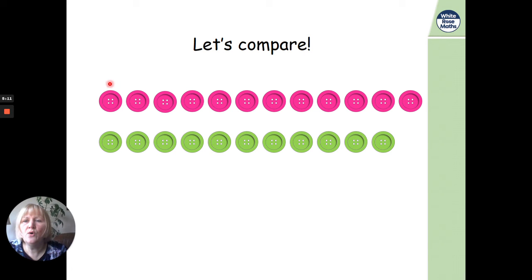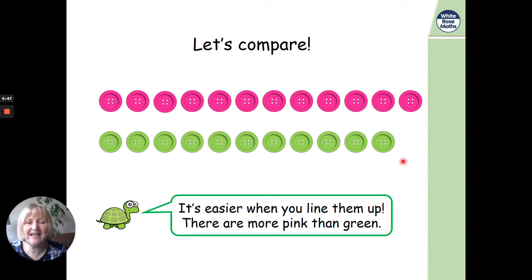Okay, let's compare these. Let's count the pink first. 1, 2, 3, 4, 5, 6, 7, 8, 9, 10, 11, 12. And now the green. 1, 2, 3, 4, 5, 6, 7, 8, 9, 10, 11. And you can see that the pink and the green buttons now are absolutely underneath each other. So if you do it that way, you can tell that there's one extra pink. And Tiny says, it's easier when you line them up. And that's what he means. There are more pink than green.